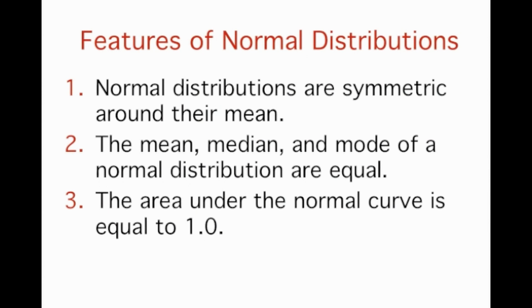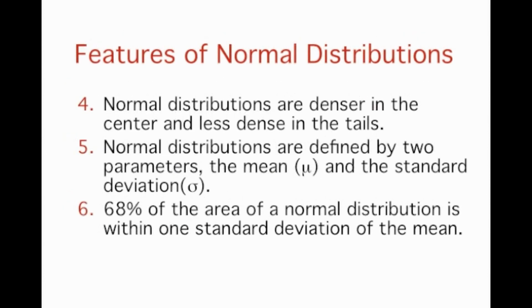Listed here are 3 of the 6 features of normal distributions that are going to be illustrated in the remaining sections of this chapter. Normal distributions are symmetric around their mean. The mean, median, and mode of a normal distribution are equal. The area under the normal curve is equal to 1.0. Normal distributions are denser in the center and less dense in the tails. Normal distributions are defined by 2 parameters, the mean and the standard deviation. 68% of the area of a normal distribution is within 1 standard deviation of the mean.